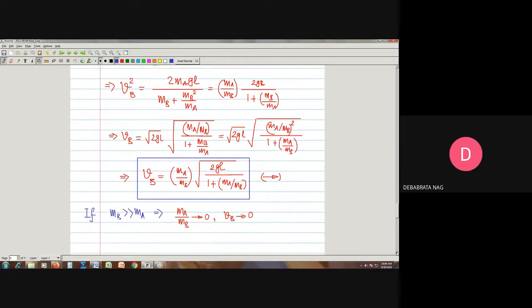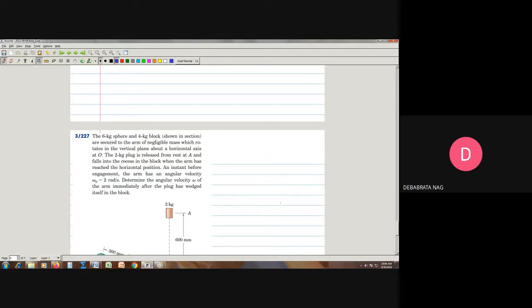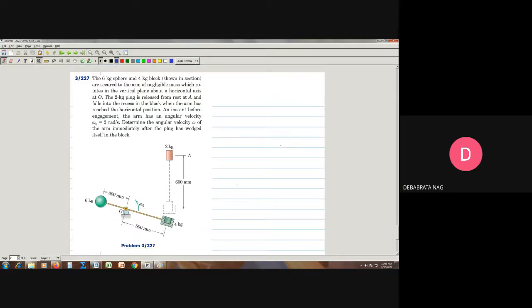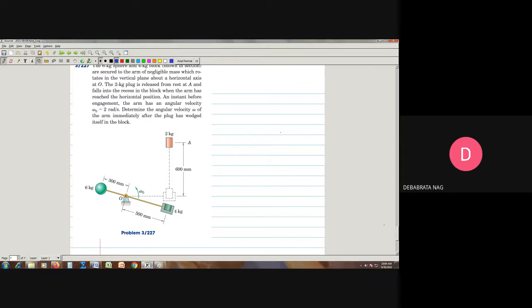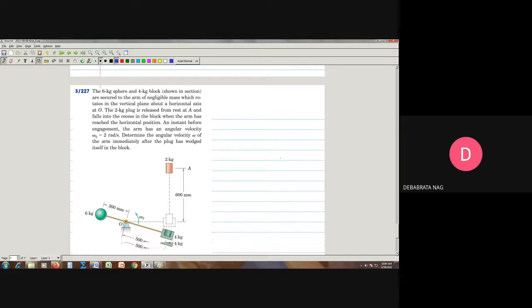Our next problem is also taken from the book of Meriam and Kraige, and this is going to be our next example. This is problem number 3/227 that we have taken from this book of Meriam. Let us go and explain the problem and its figure. So this is your problem statement and the problem figure.